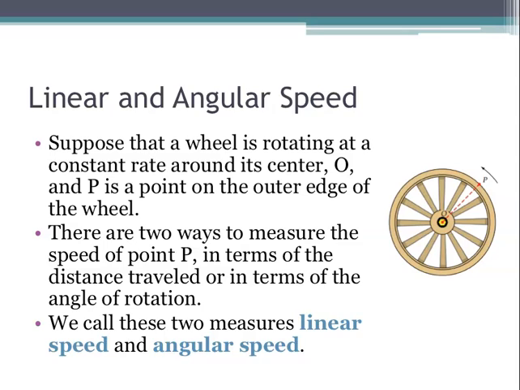Now there are 2 ways that we can measure the speed of point P. One in terms of the distance that that point travels. The second is in terms of the angle through which it rotates. So the first is what we call the linear speed, the distance that it travels. The second is the angular speed, so the rotation through which it goes.